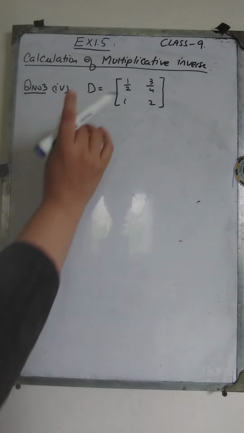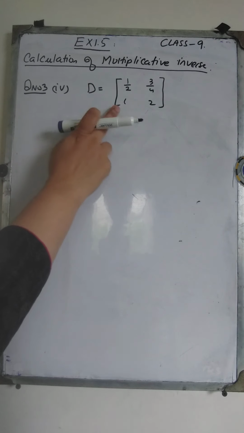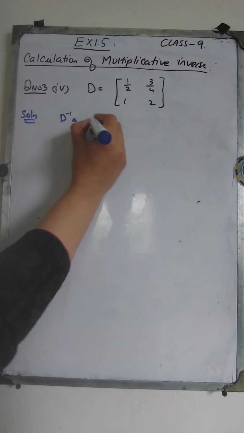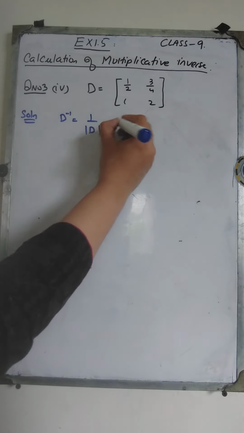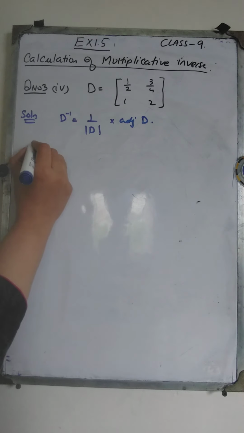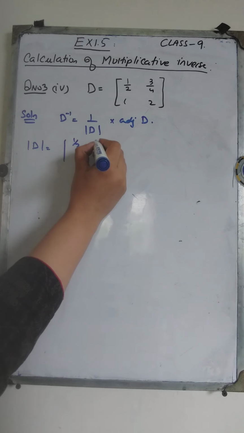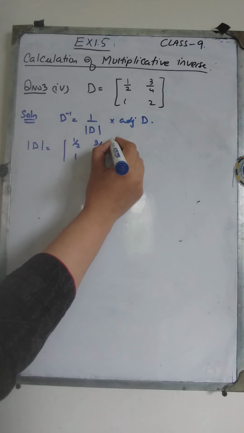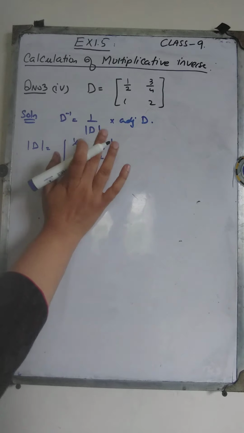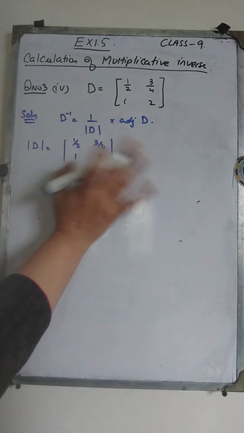Now part D, we have to find the multiplicative inverse of this matrix. Question number 3, part 4. For this again we are going to write D inverse is equal to 1 over determinant of D into adjoint of the matrix D. So first we are going to find the determinant. The method will remain the same because we have fractions here, which does not change the method of finding the inverse.